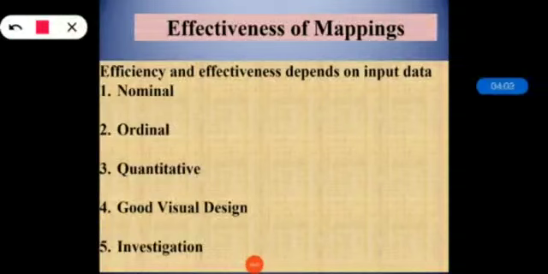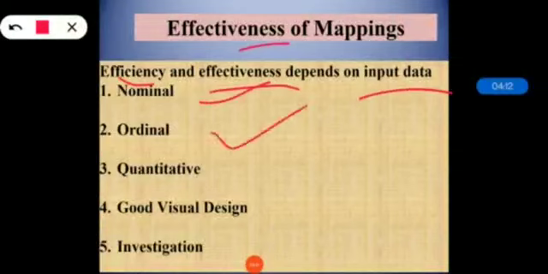But when we are talking about the effectiveness of mapping, the efficiency and effectiveness depends on input data, that is nominal, ordinal, quantitative, that should have the good visual design, that is based on psychology and psychophysics. Then investigation, that is psychological investigation. Why? To evaluate the appropriateness of the mapping approaches.